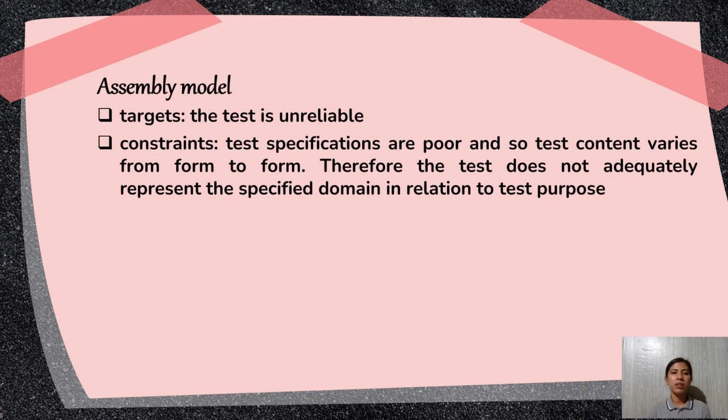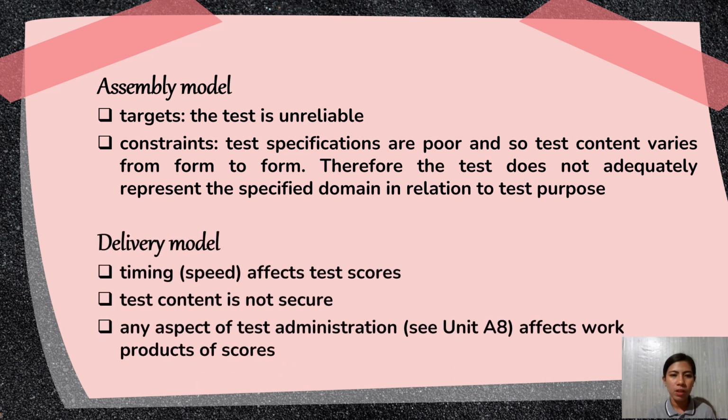Assembly model. We have targets and constraints. Targets: the test is unreliable. Constraints: test specifications are poor and so test content varies from form to form. Therefore, the test does not adequately represent the specified domain in relation to test purpose.